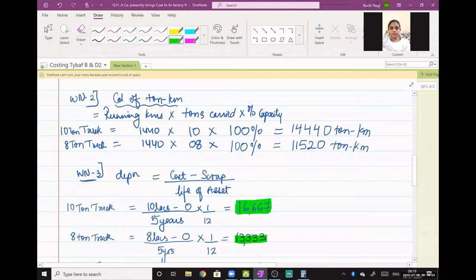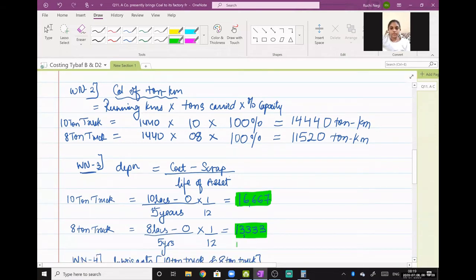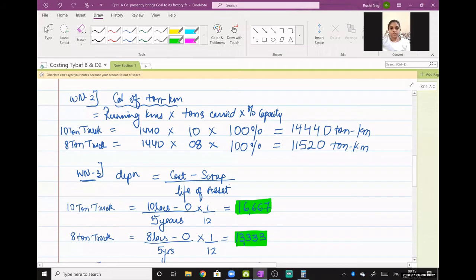Again, it's a fixed cost because the life of the asset is not given in kilometers run. If the life of the asset is given in kilometers run, then the same cost will become a variable cost.